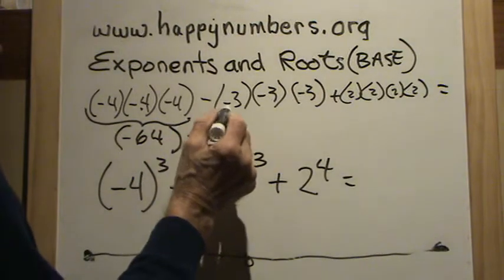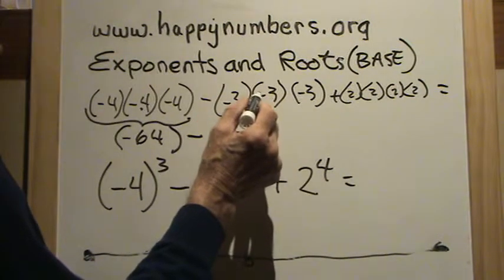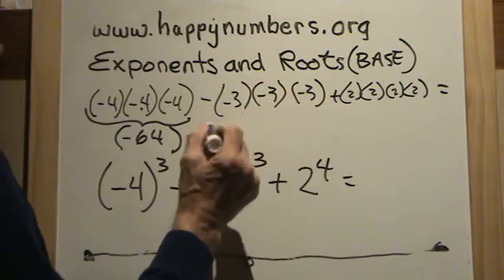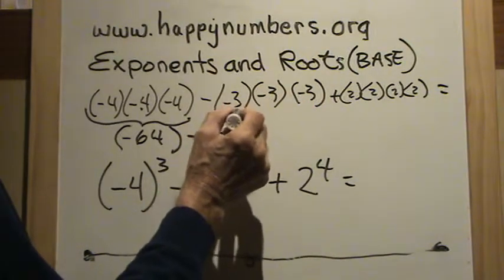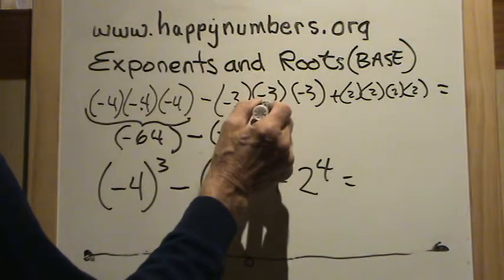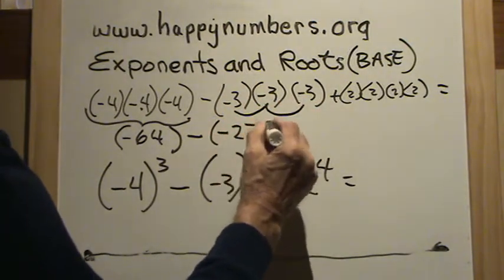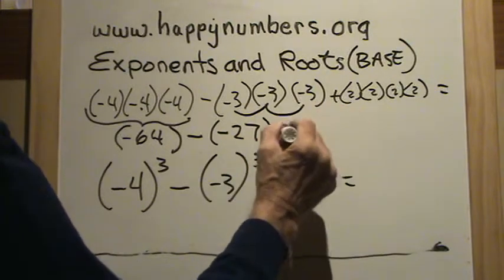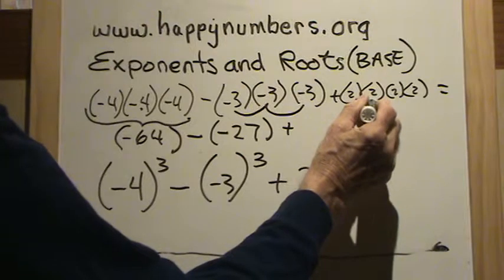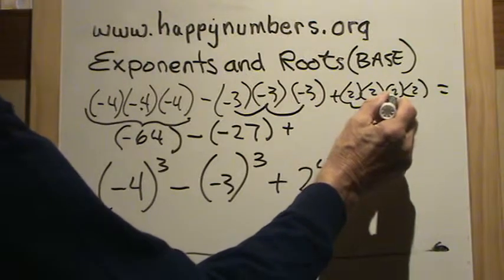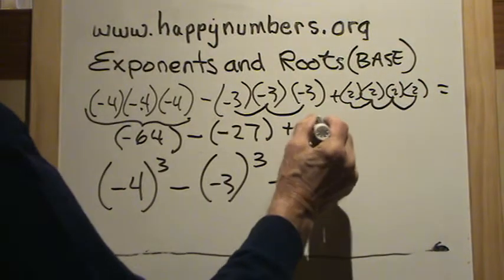minus, now we have a negative times a negative is a positive, and a positive times a negative is a negative, so we know our answer is going to be a negative here. And now let's do the numbers. 3 times 3 is 9. 9 times 3 is 27. And here, plus 2 times 2 is 4, times 2 is 8, times 2 is 16.